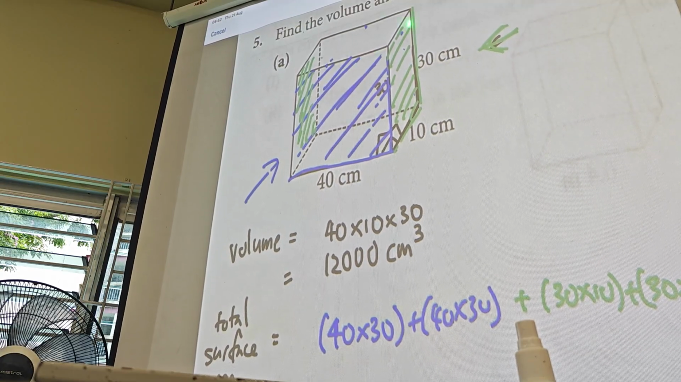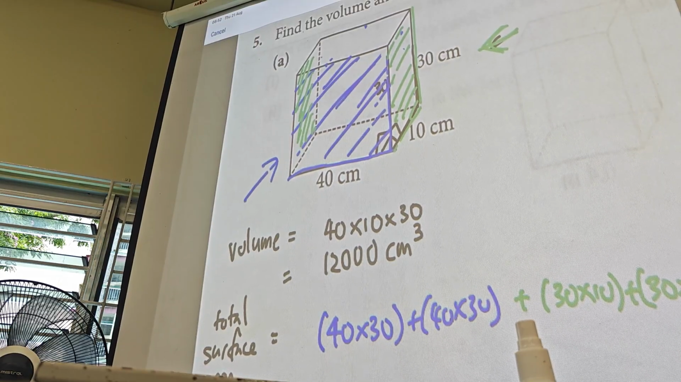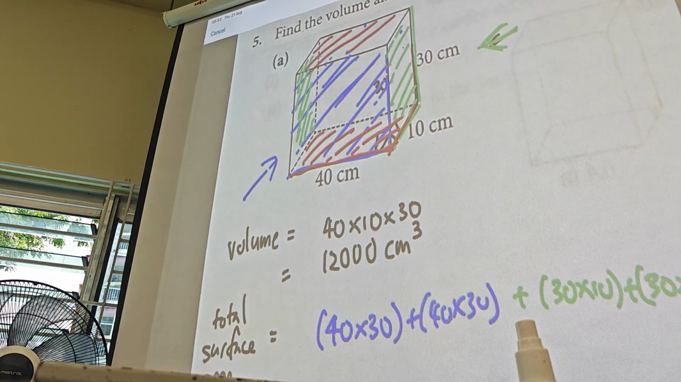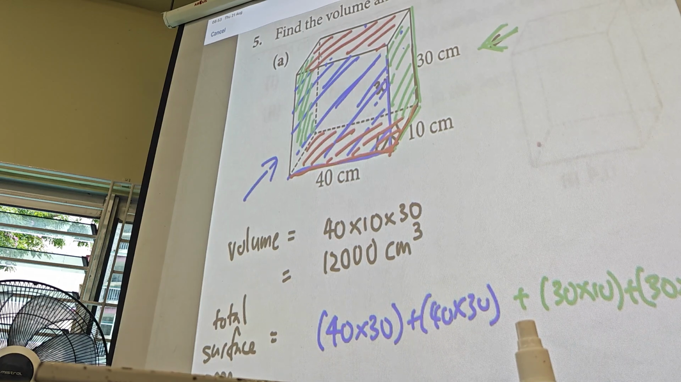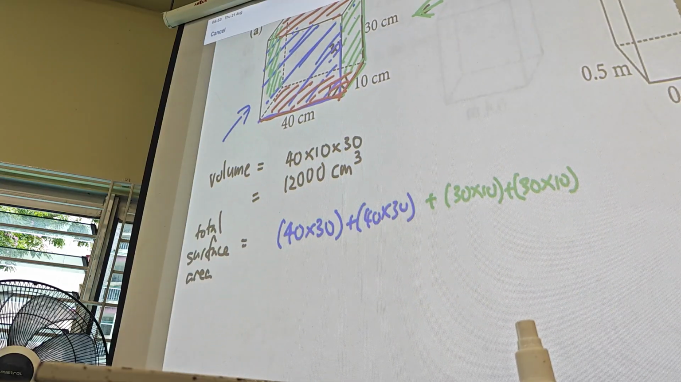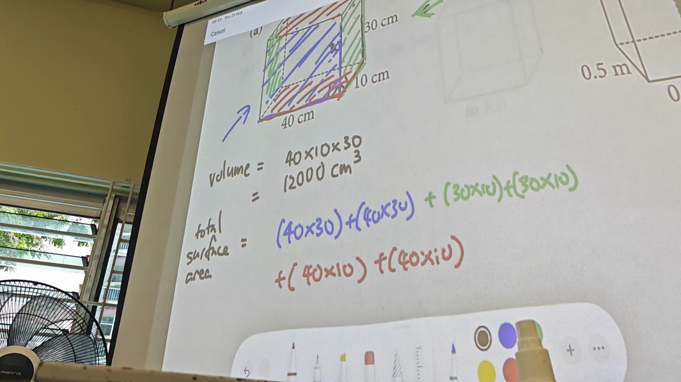I still have the top and the bottom. So if I see the bottom, then I will see a rectangle 40 times 10. This will form the bottom. And the bottom is the same as the top. Okay? So the last pair of area, the red color one, will be 40 times 10 plus 40 times 10. Altogether there are 6 sides of them.